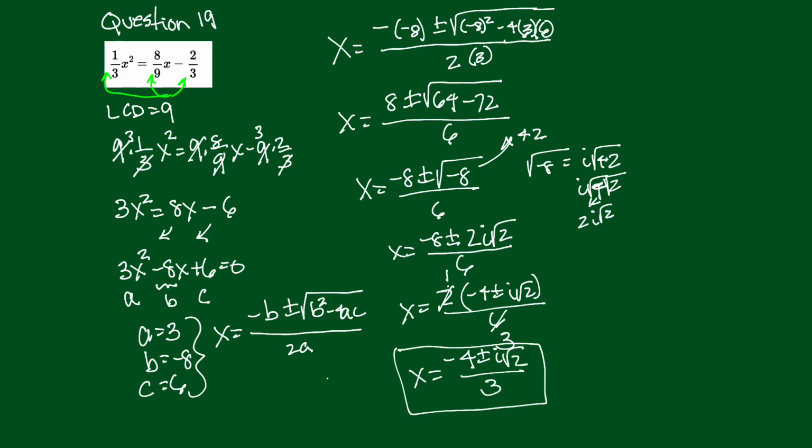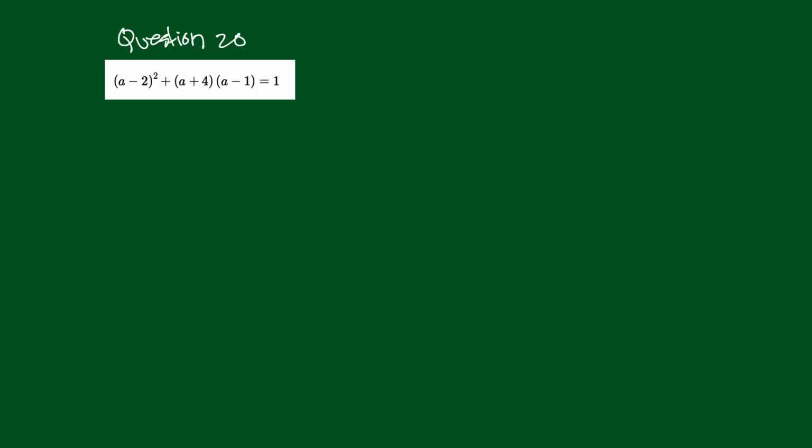That is our solution. Two numbers there. Do you see both numbers? Negative 4 plus i square root of 2 over 3 and negative 4 minus i square root of 2 over 3. Question 20. Look what we have here. These are binomials, so I'm just going to make these multiplications. I've got an a minus 2 here. No a minus 2's over here, so I can't factor anything out. So let's just go ahead and square the binomial.